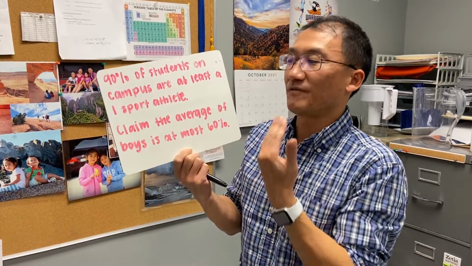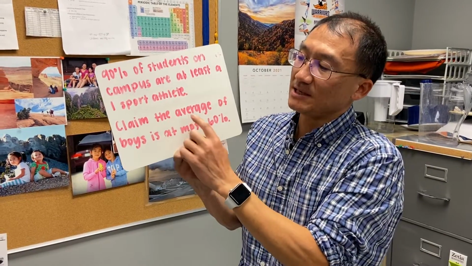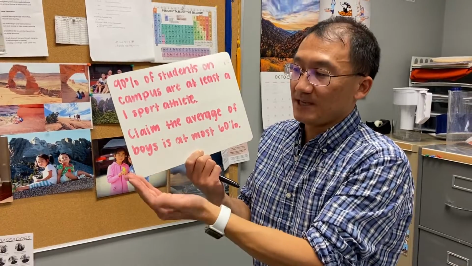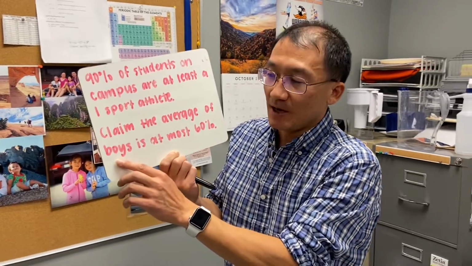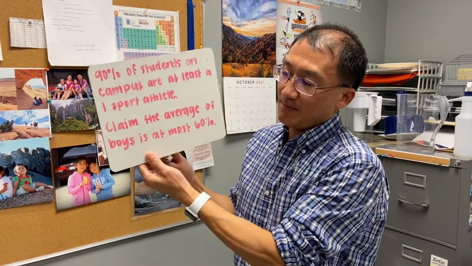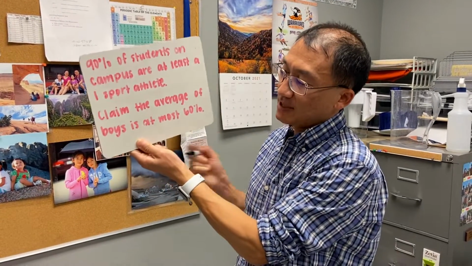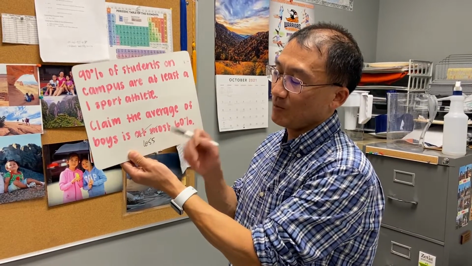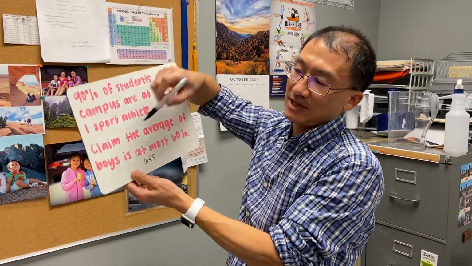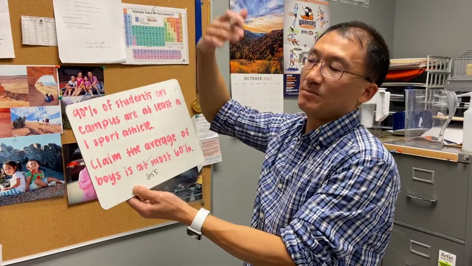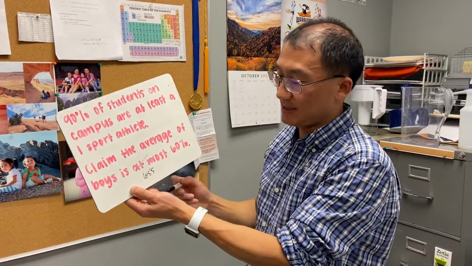So how would I rephrase this? I'll just say the percent of boys, and you have to be specific, Midland boys, right, is at most 60%, and the at most is not ideal. I would say less than, because if you use at most, this statement will fall into the H0. So that's my suggestion for this particular statement.